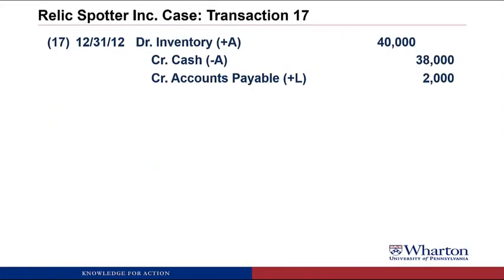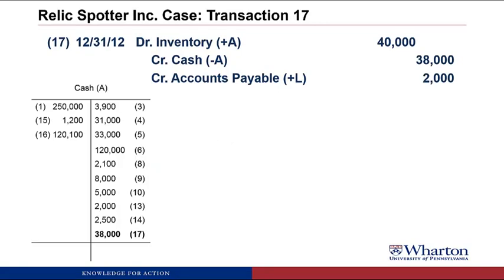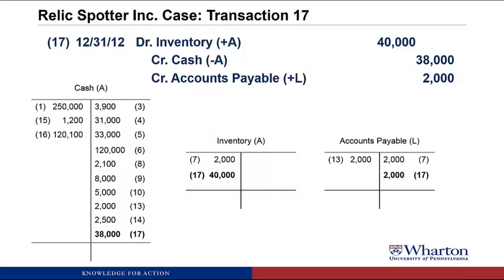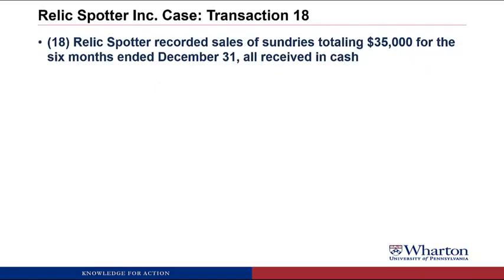We need to post this transaction, so we add a credit entry to the cash account. We add a debit to the inventory account, so now there'd be $42,000 in inventory. And a credit to accounts payable, now the balance would come back up from 0 to $2,000.